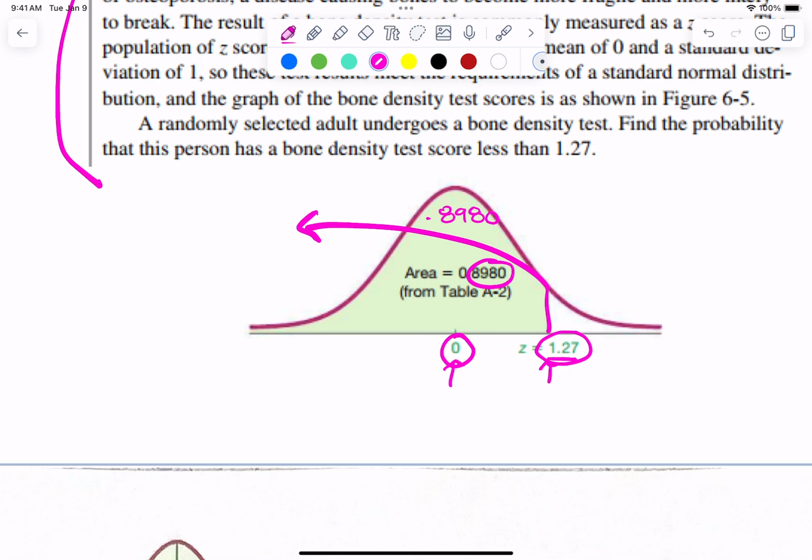What does that mean? You're 89% better than everyone else. Yeah, 89% of the people, or almost 90% of the people, have a bone density lower than you, right? That's where you are. Okay, now let's flip the switch a little bit.